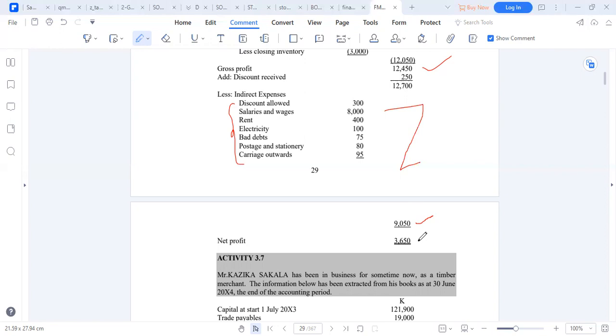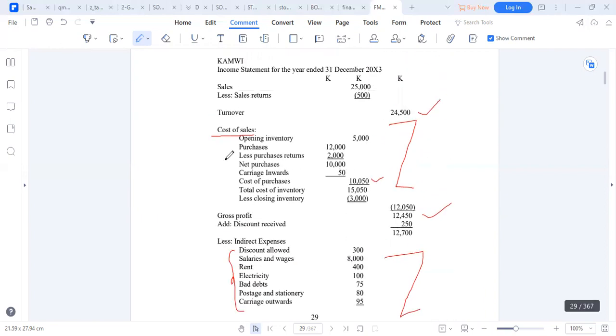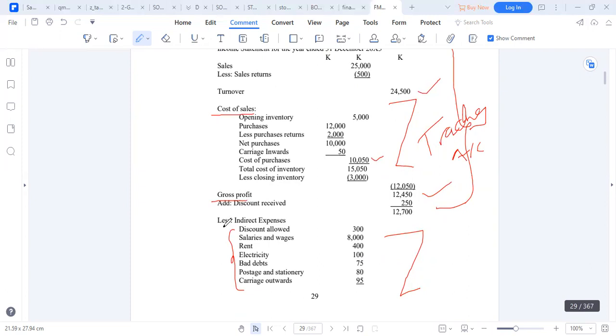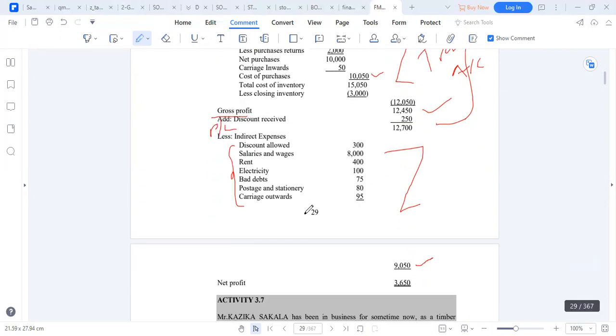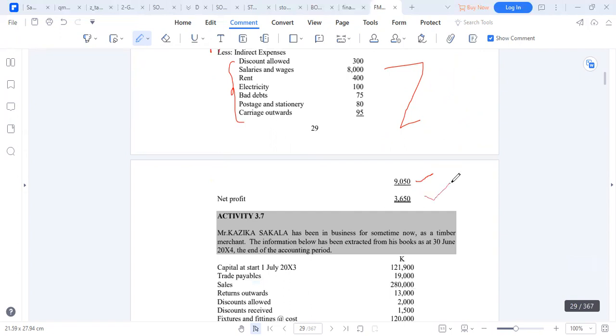Sir, is this the trading account? It's a trading and profit and loss account. So the trading account ends up to here where we produce a gross profit. So this is called the trading account. The job of the trading account is simply to do what? To produce a gross profit. And the profit and loss account starts here. So the job of the profit and loss account is to produce the net profit. So this is what we call the income statement.